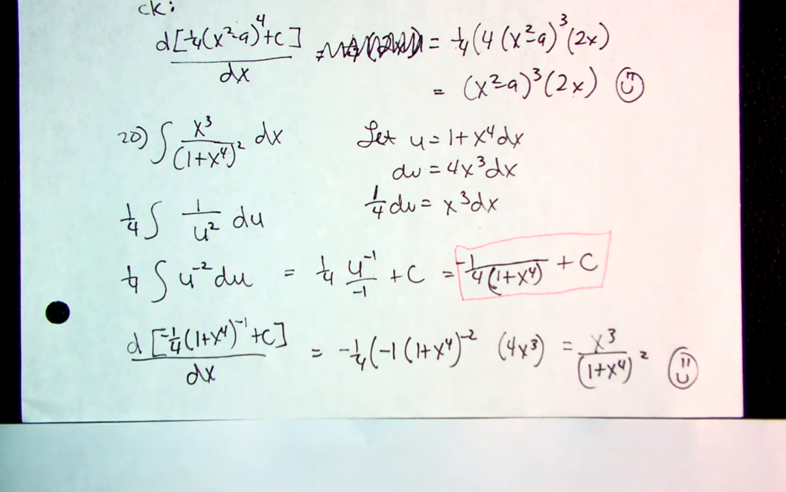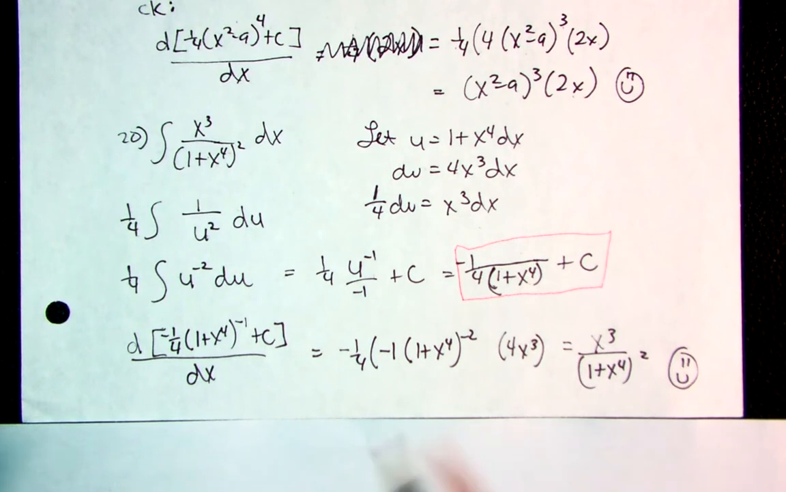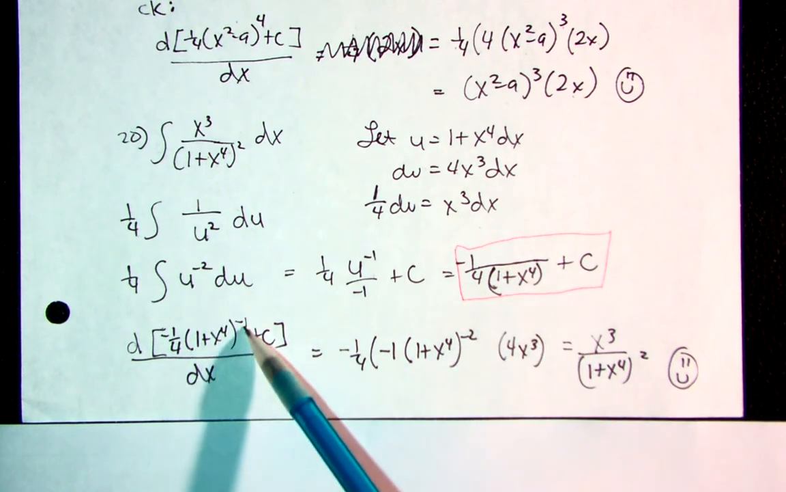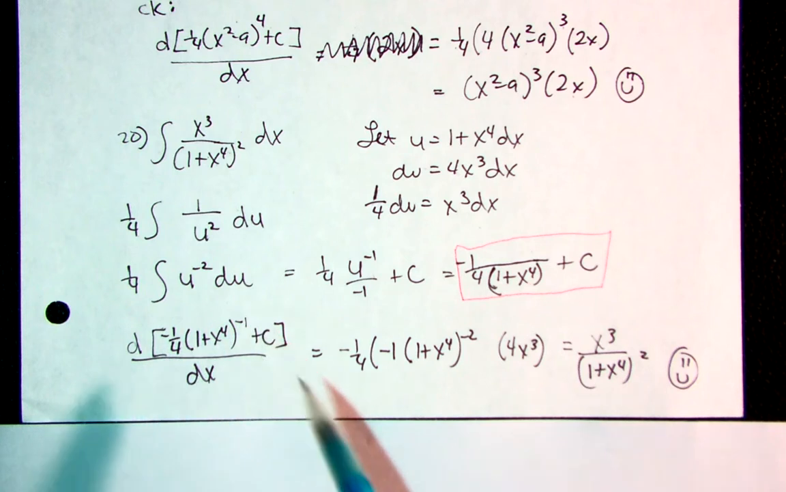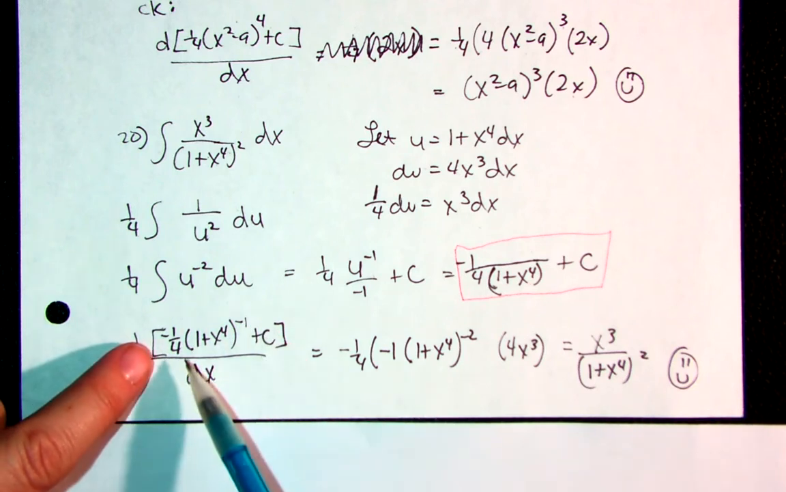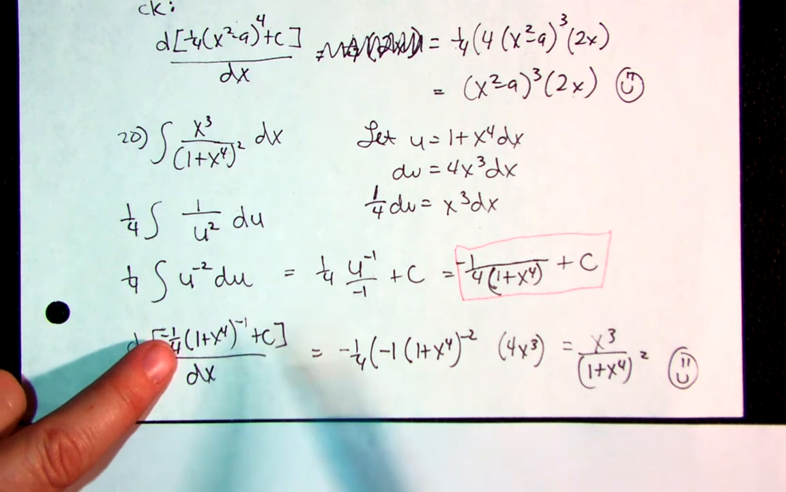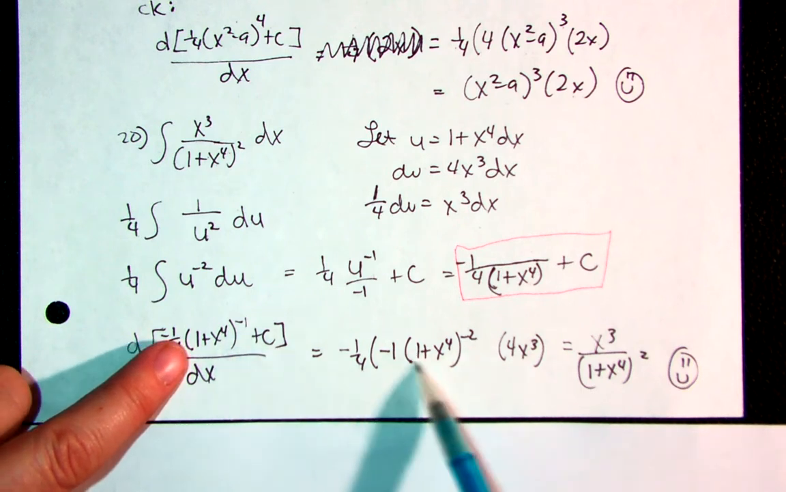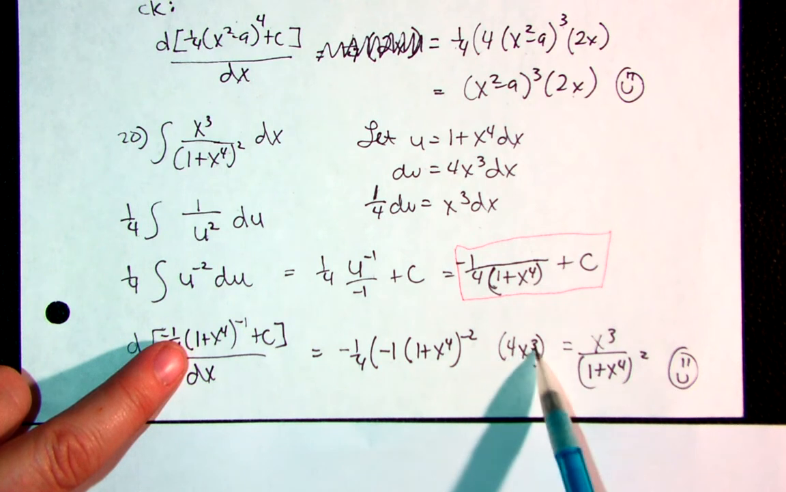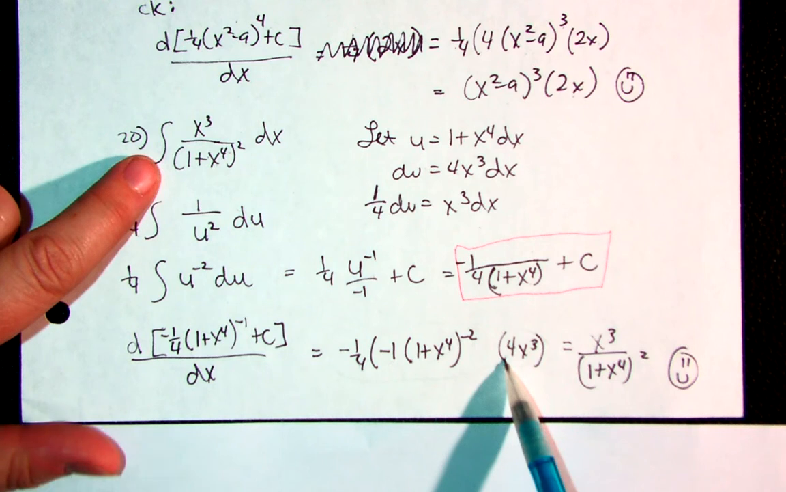Here's my check. I'm going to go ahead and take the derivative of this. So I brought this up to the -1 power. So that's chain rule again. So let's see. I write -1/4. I bring down the -1. I reduce the power. Then I take the derivative of the inside. That would be 4x cubed. And so I want all of this to look like this.